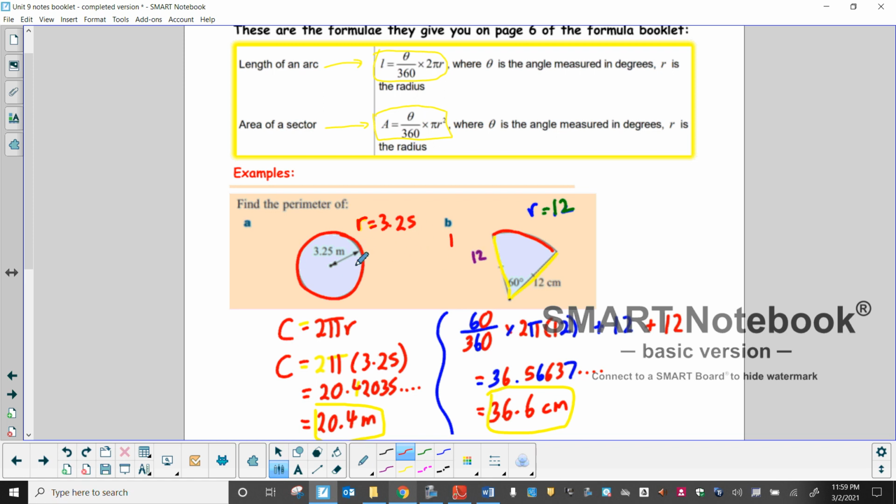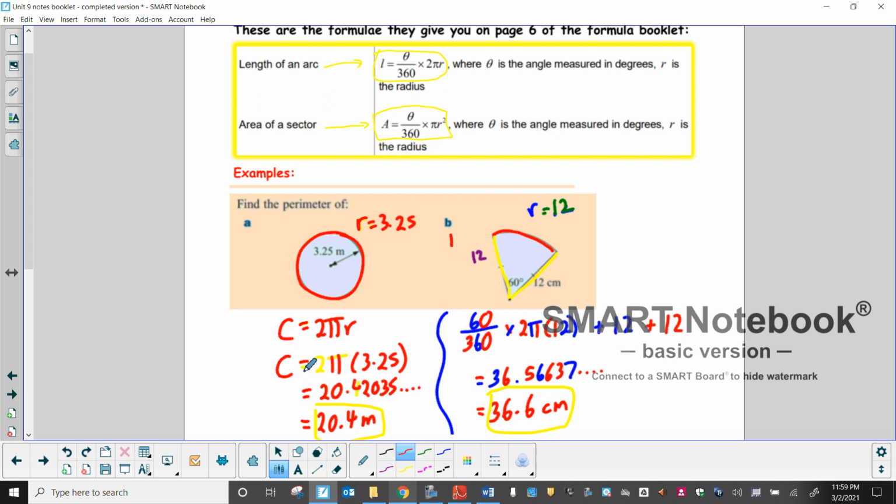Find the perimeter of that. So this is just a regular circle. So we're just going to use circumference equals 2 pi r. Write the formula: circumference is 2 pi r. That's in the formula booklet on the first page.